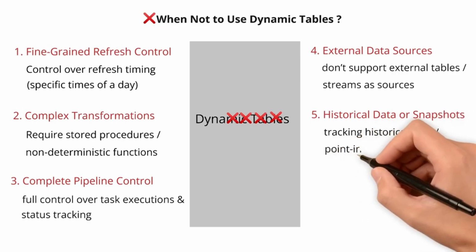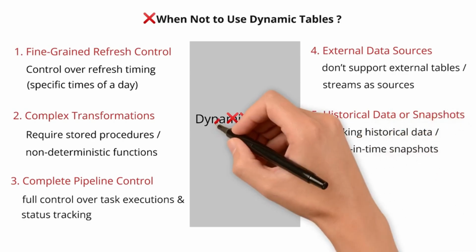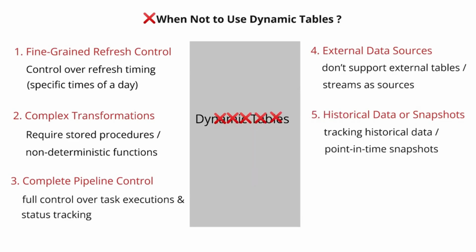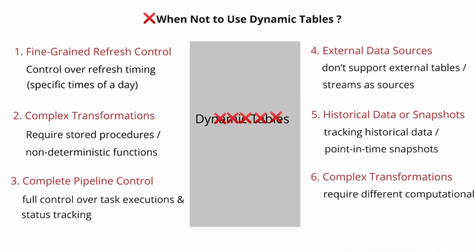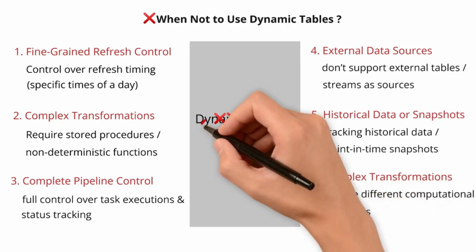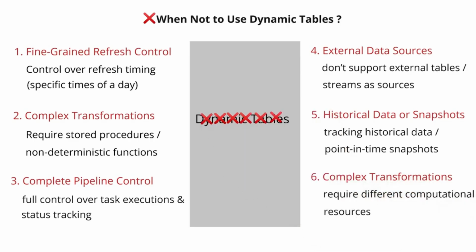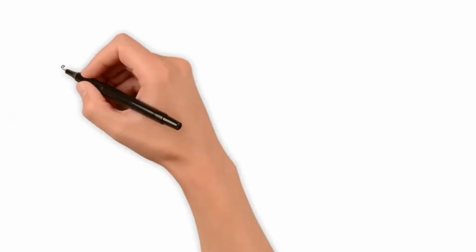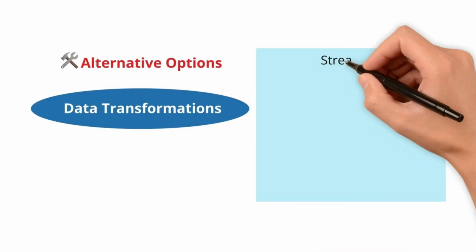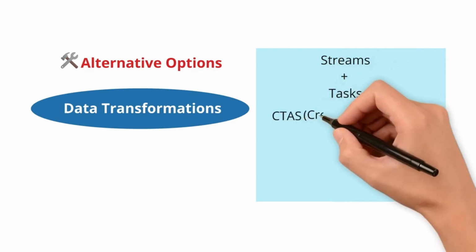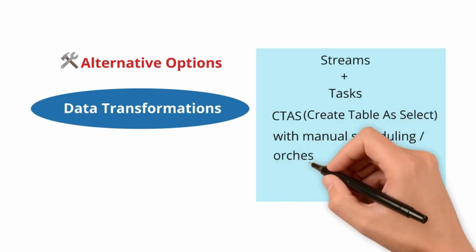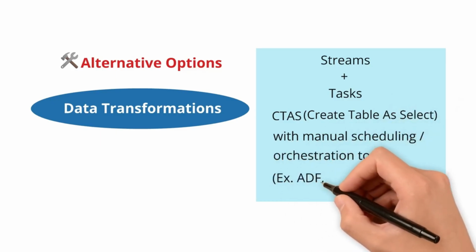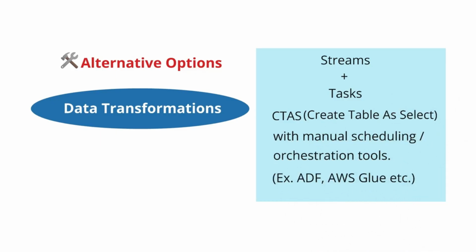For tracking historical data or point-in-time snapshots, manual methods offer more control. If your transformations are complex and require different computational resources at each step, manual pipelines might be more flexible. In these cases, you can still manage your data transformations using streams plus tasks or create table as select with manual scheduling or orchestration tools like ADF, AWS Glue, etc.